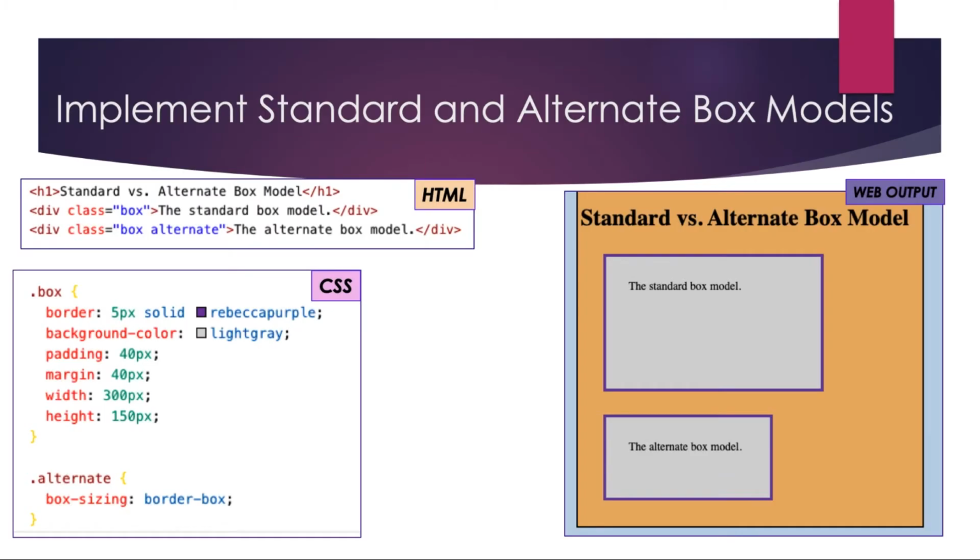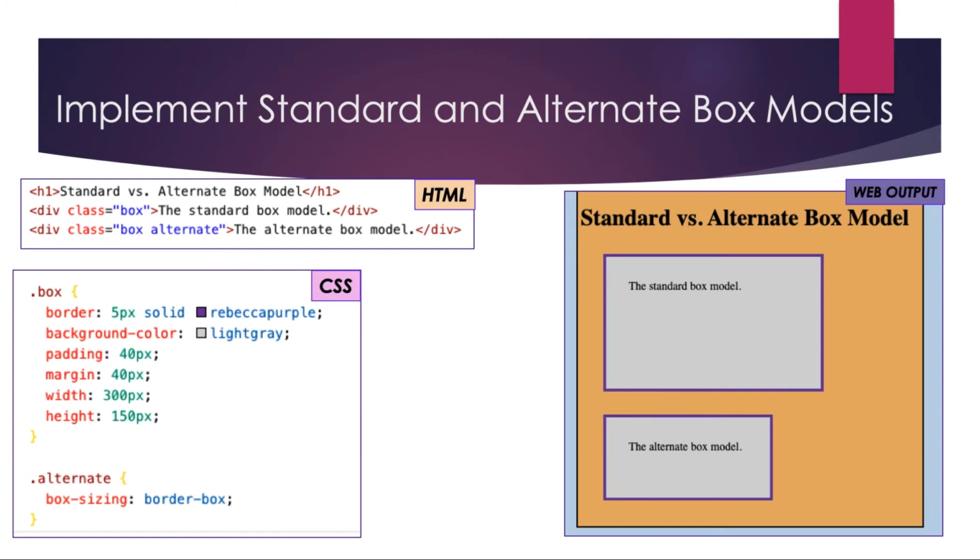All right, so let's look at this in action. I have both the standard and the alternate box model. So let's look at the HTML code in the upper left-hand corner. I have a class of box for the standard box model, and then I have 2 classes of box and alternate for the alternate box model. For box, I set my border, my background, my padding, my margin, my width, and my height. And again, that's the standard, the default version. And then for alternate, I use the .alternate class and set box sizing to border box, and you see the difference. And we mentioned on the previous slide that the alternate box model will always be smaller in size because it doesn't include the padding and border in its total size taken up.